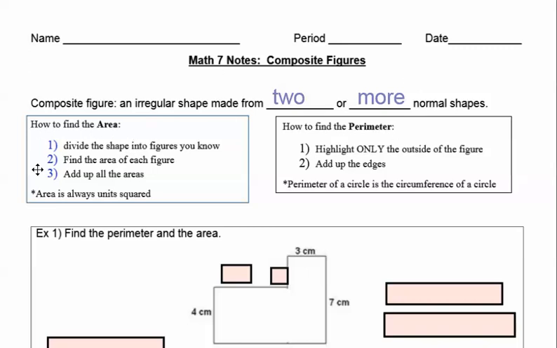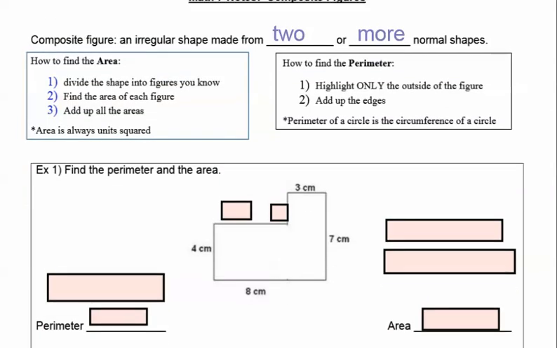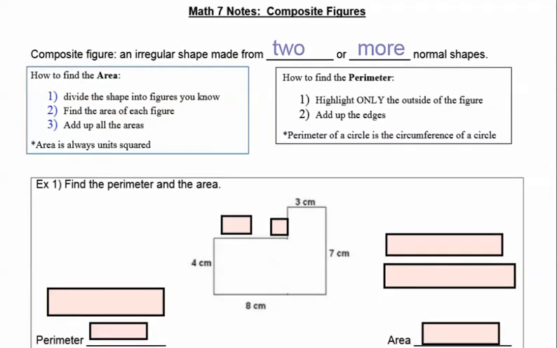To find the area, let's look at that first. Okay, actually, let's look at perimeter. When we want to find the perimeter, what we are going to do is highlight only the outside of the figure. We will add up those edges, and then again, perimeter is just going to be regular units, and then remember, perimeter of a circle is the circumference.